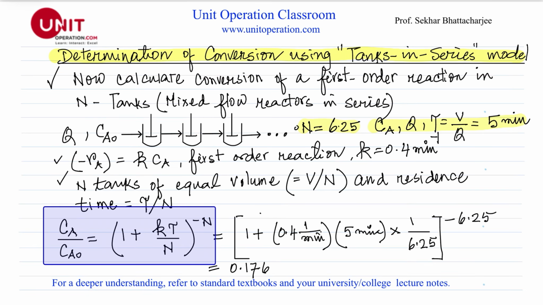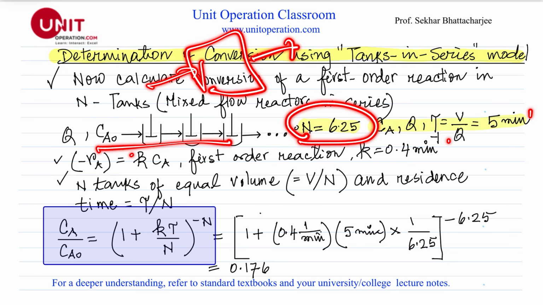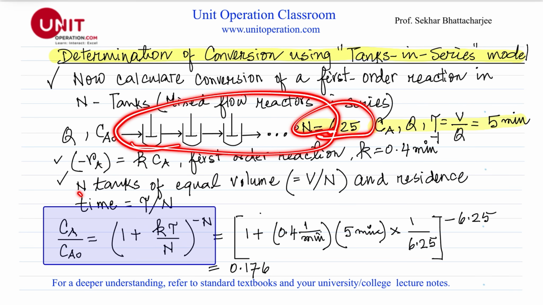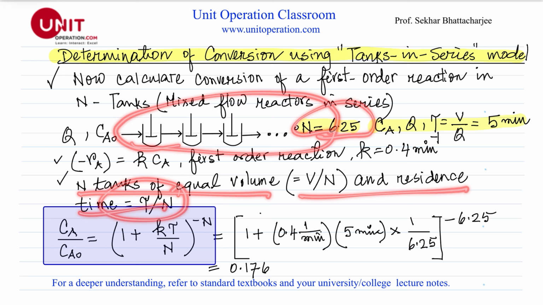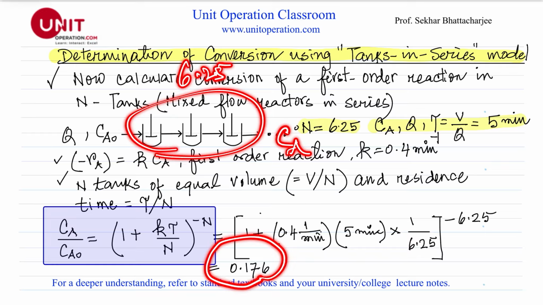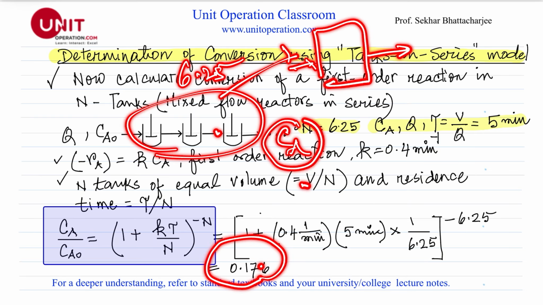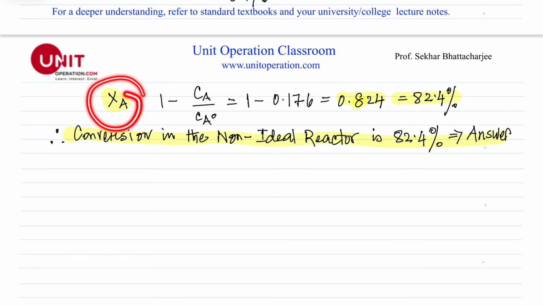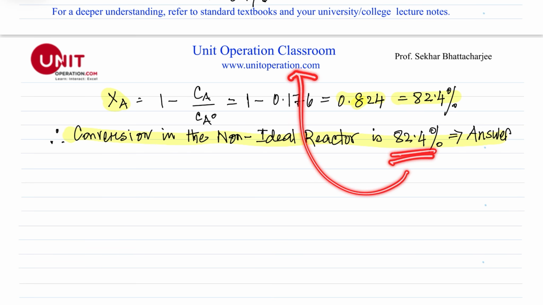Since we have determined the hydrodynamics, we say the actual reactor may be represented by 6.25 CSTRs in series, with the overall residence time tau. Now we can calculate the conversion in a series of 6.25 CSTRs. For n tanks of equal volume, each has residence time tau over n. So you can calculate the value of CA over C0, where C0 is the inlet concentration and CA is the concentration coming out. As you can see, this is 0.176. So the exit concentration from these 6.25 CSTRs in series, representing the actual reactor hydrodynamically, is 17.6% of the inlet concentration. From there we can easily calculate the conversion, which is 82.4%. All the details are shown on this website.